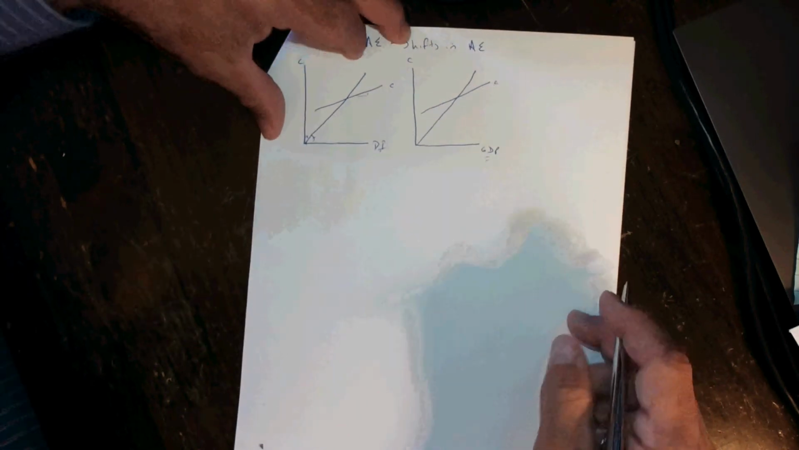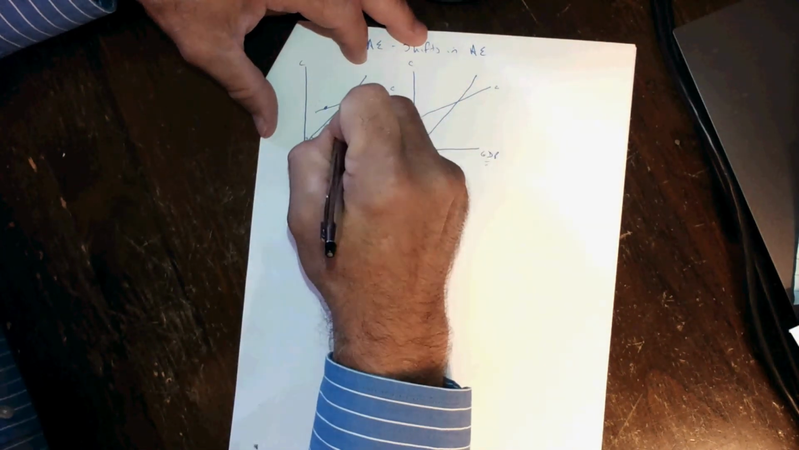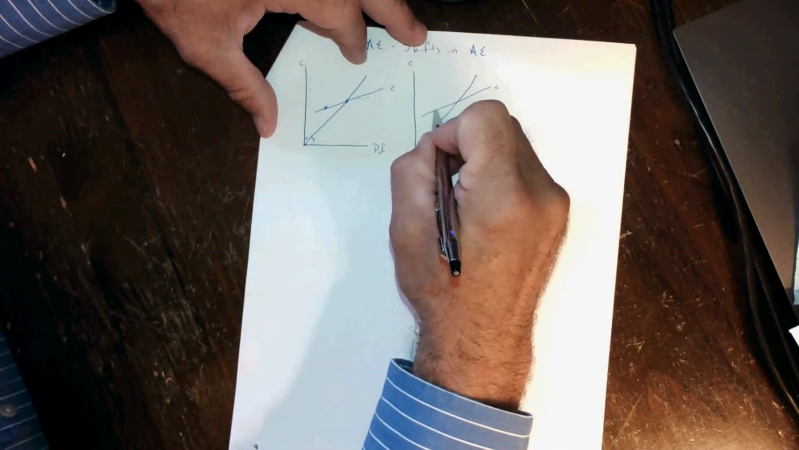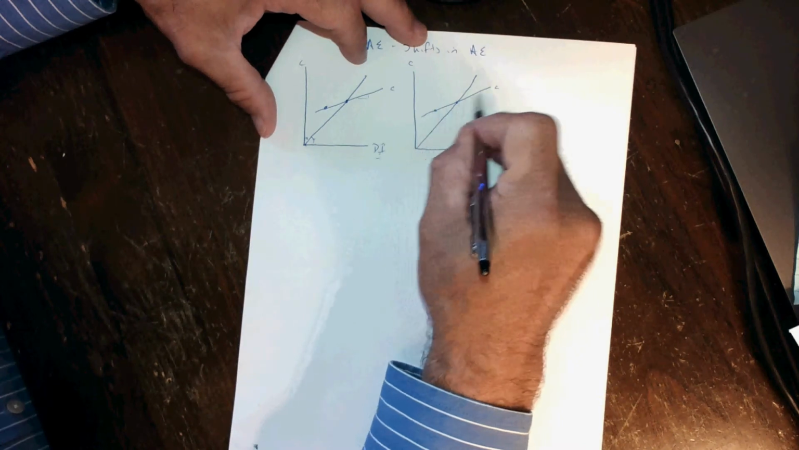Now, when you have a change in income, you'll have a change in GDP. You'll write on the line. If income is explaining consumption, then a change in income you'll write up and down this line.